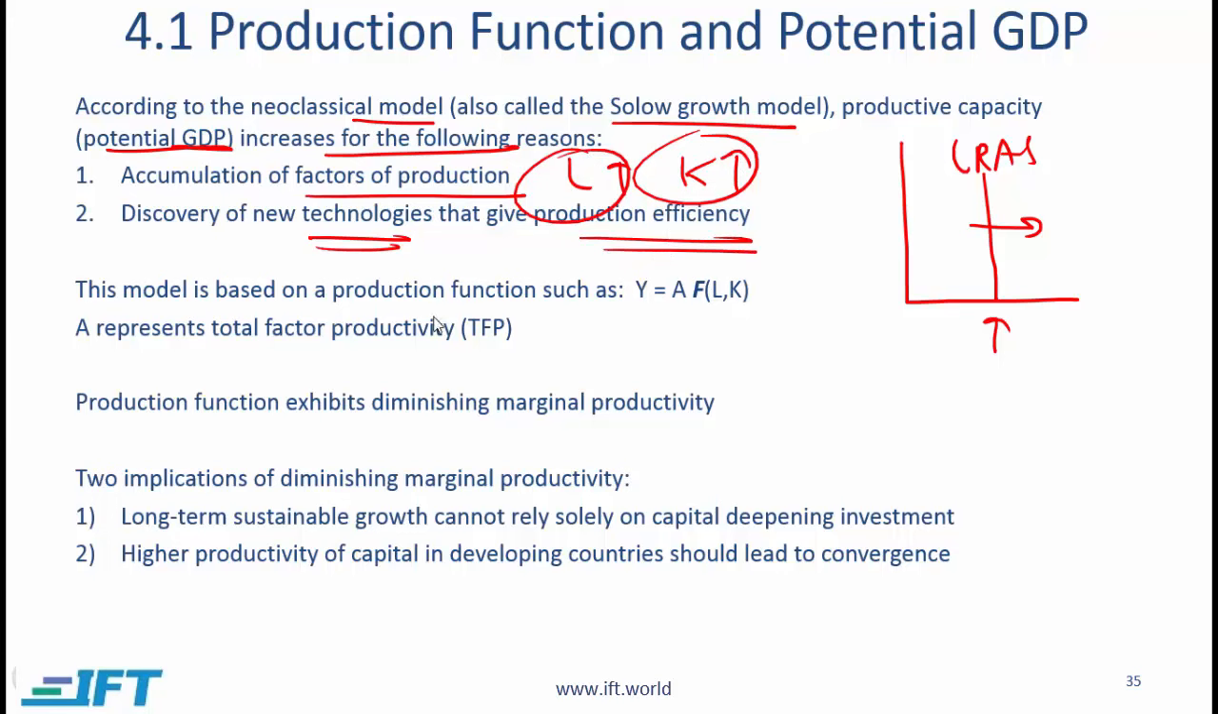If we take a very simple instance of the neoclassical model, we can say that output is a function of labor and capital plus this thing called A. A represents total factor productivity and is a measure of efficiency. We have talked about the concept of a production function earlier in microeconomics, and we've also talked about diminishing marginal productivity. Let us look at how the concept applies here in macroeconomics.